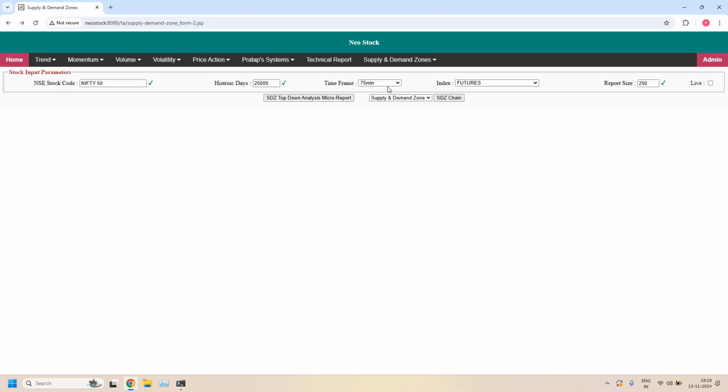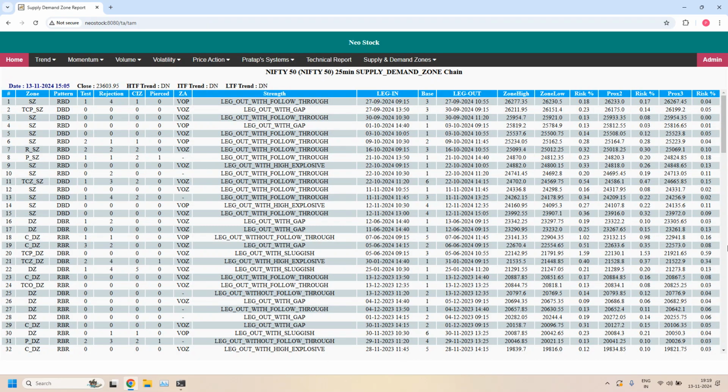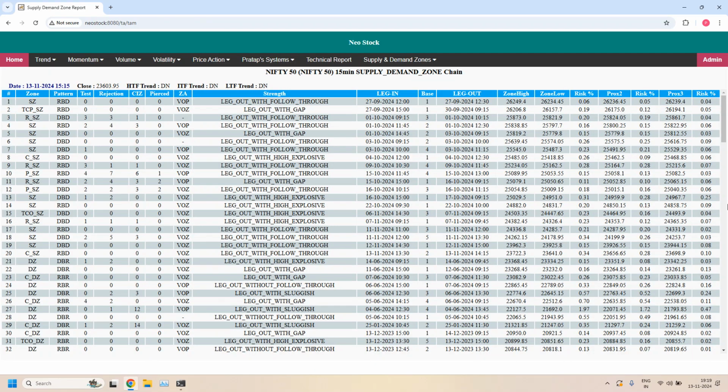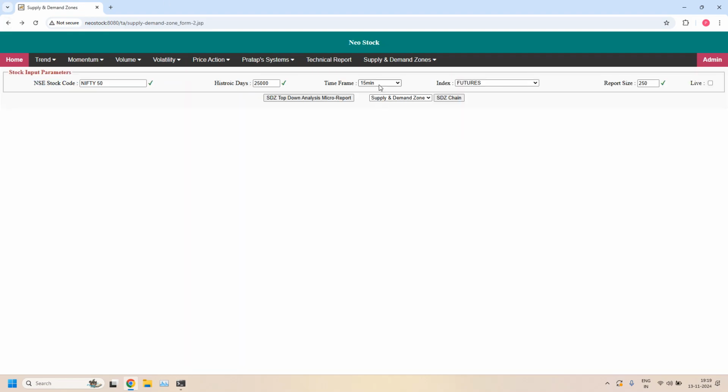Next time frame is 25 minutes, generating the 25 minute supply demand zone chain for NIFTY. The next time frame is 15 minutes, generating the 15 minute supply demand zone chain for NIFTY. The next time frame is 5 minutes, generating the 5 minute supply demand zone chain for NIFTY.